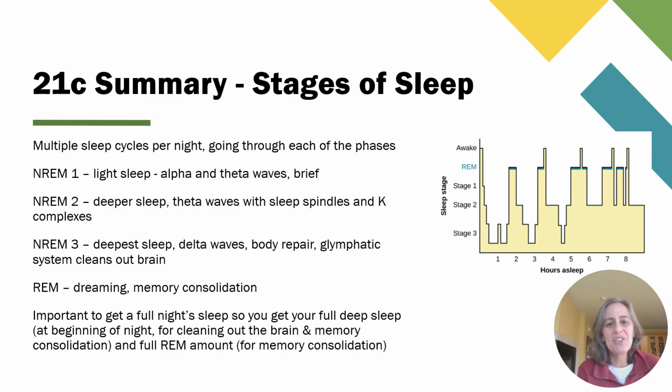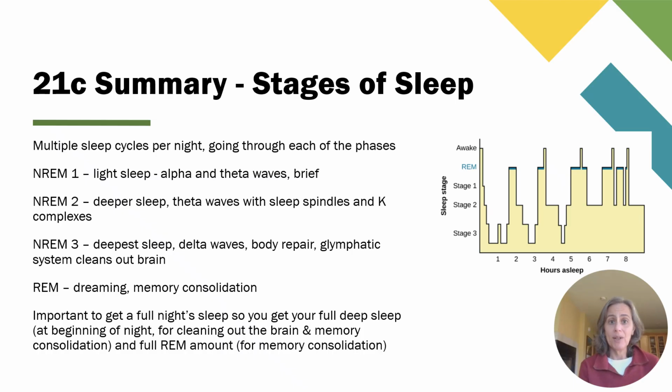And then into non-REM 3, which is our deepest sleep, our slow wave sleep, where we see those delta waves on EEG. Lots of bodily repair processes are happening. Our brain is secreting growth hormone. Memory consolidation is happening. I'm sorry, I forgot to put that on this slide. And the glymphatic system is cleaning out the brain and getting rid of beta amyloid and other waste products. So that fluid is percolating through. And then we move into REM, which is when we dream, we have rapid eye movement, we are paralyzed, and we're doing additional memory consolidation there.